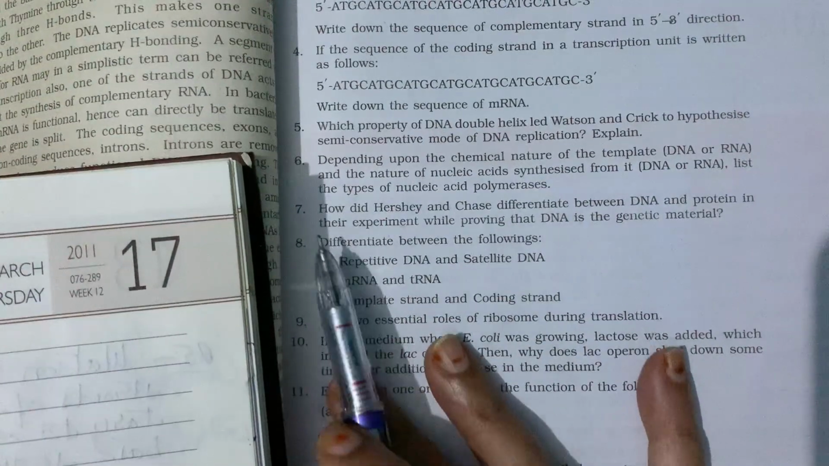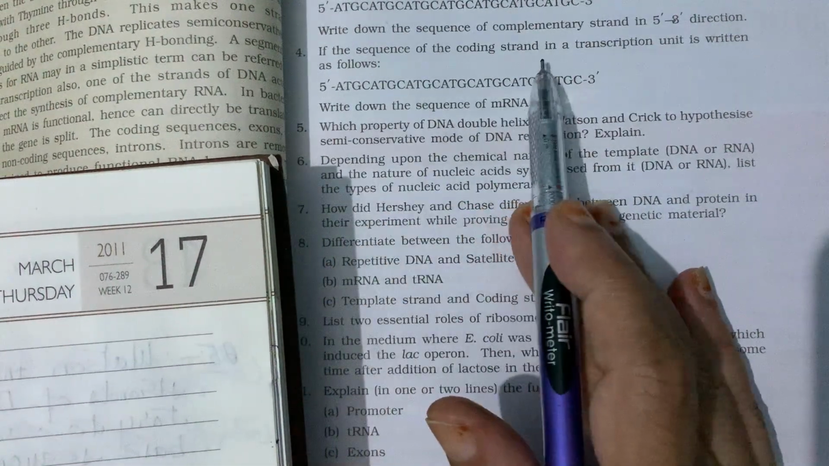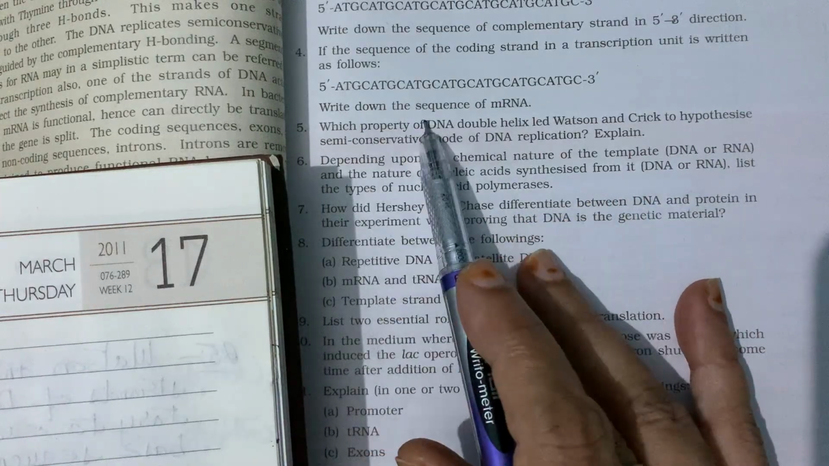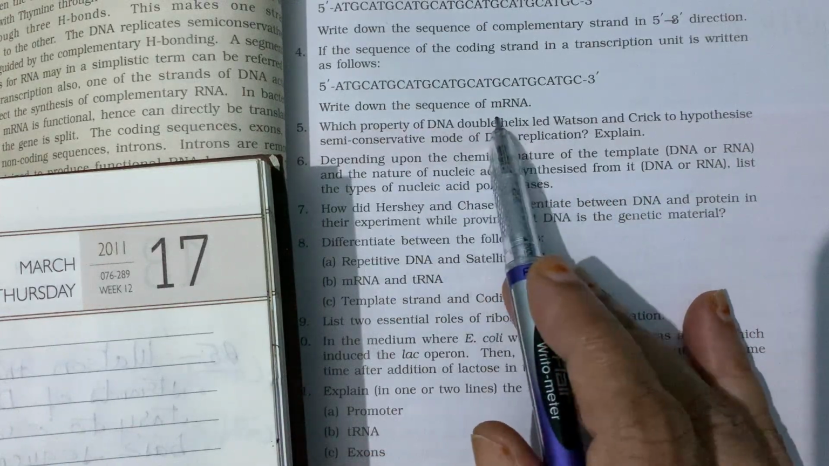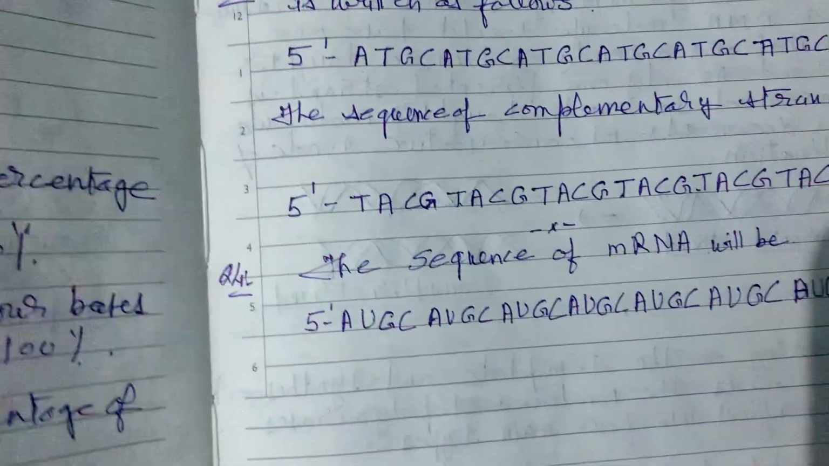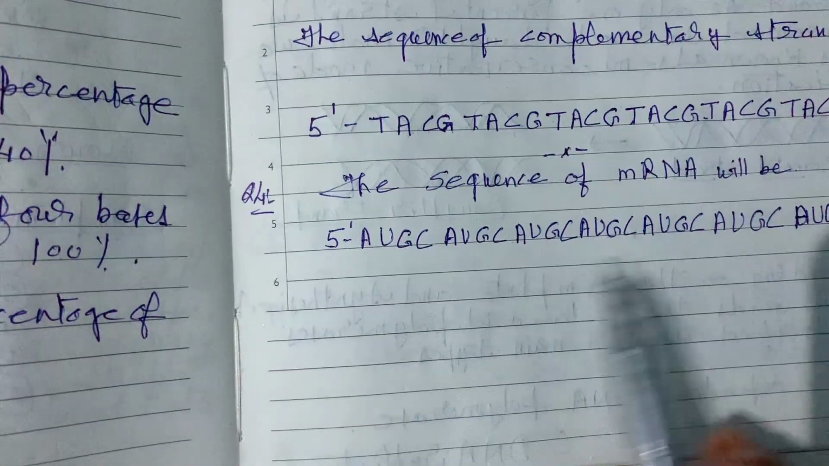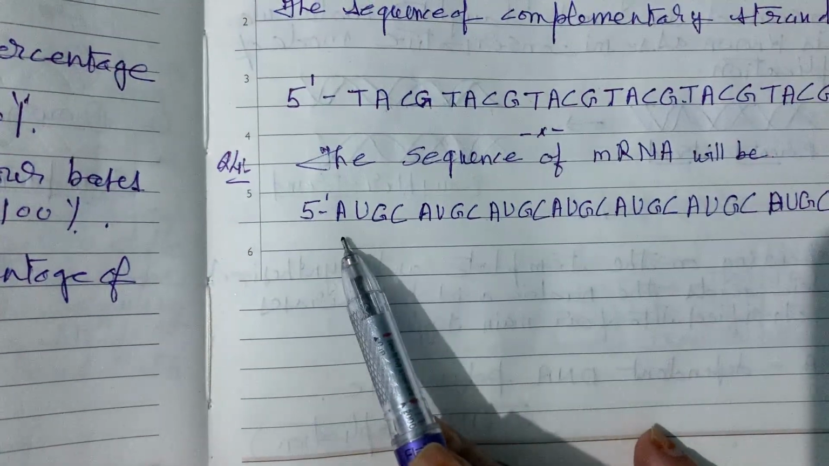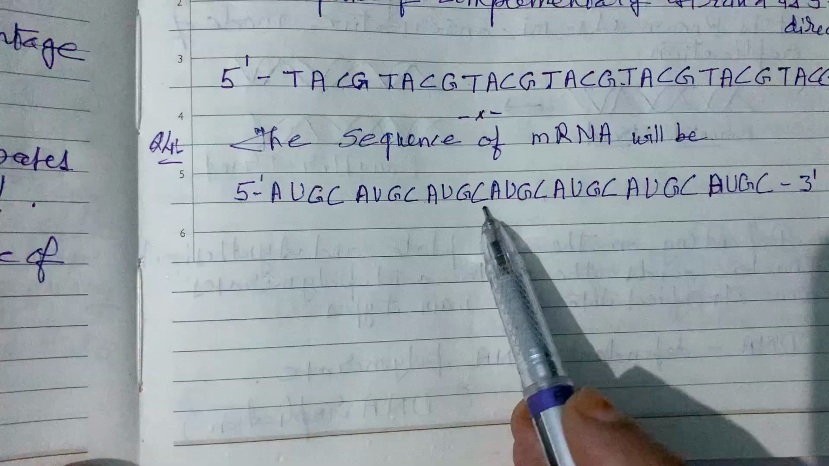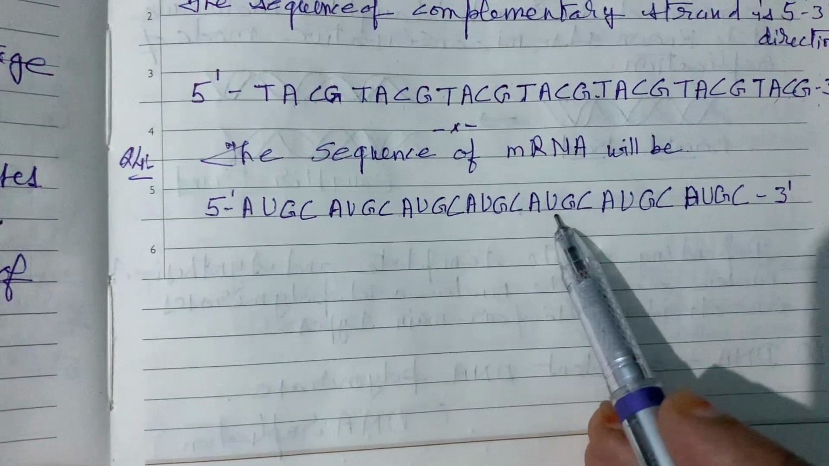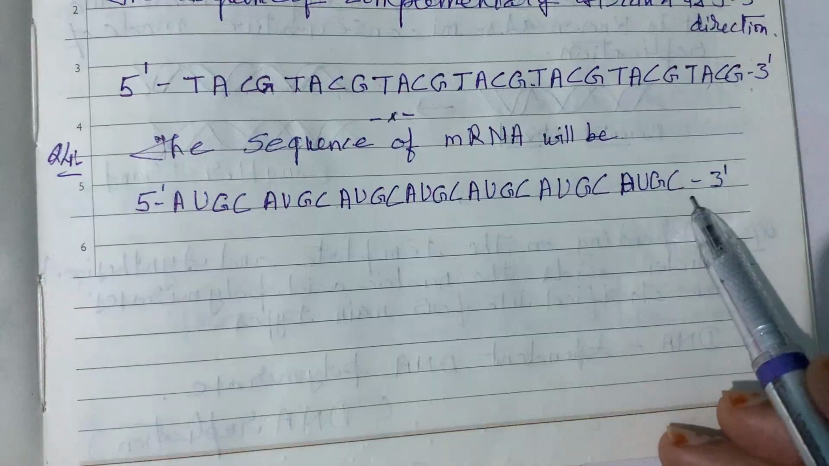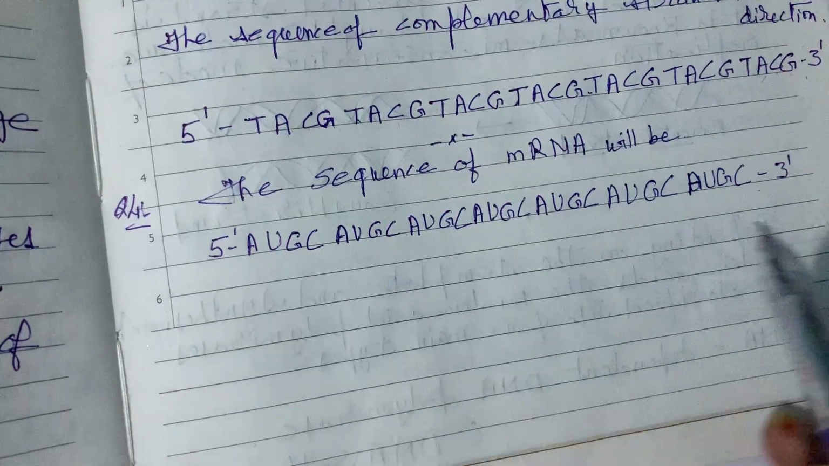Next one, if the sequence of the coding strand in a transcription unit is written as follows, then write down the sequence of messenger RNA. Now since it is messenger RNA, what will happen in this? Thymine will be replaced by uracil. So the messenger RNA will have A, U, G, C bases, with the beginning at the 5' end and the end at the 3' end.